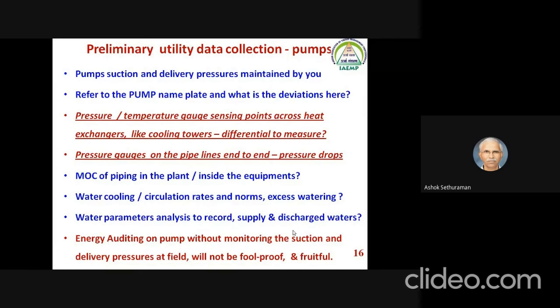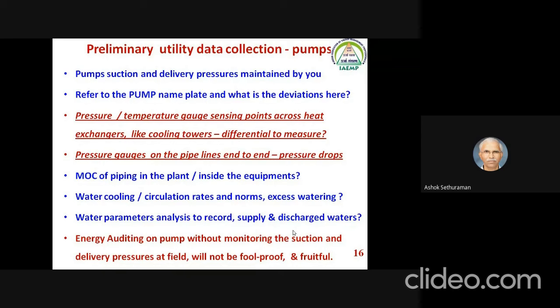The pressure gauges on the pipelines, on the compressor or on the water circulation lines, end to end, will show the pressure drops. The BEE norms always say that around 0.3 kg on a 7 bar line is to be maintained. If it is less than 0.3, it is excellent. The MOC, the material of construction, I have already spoken about.